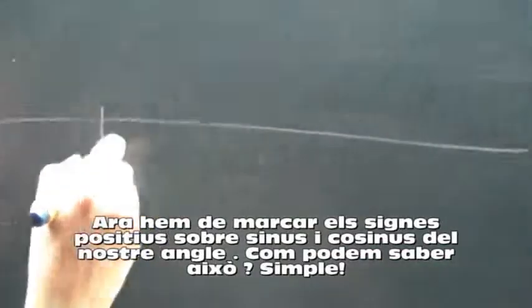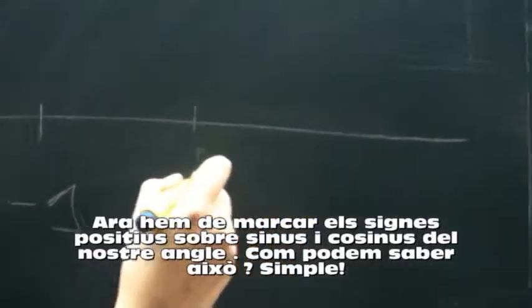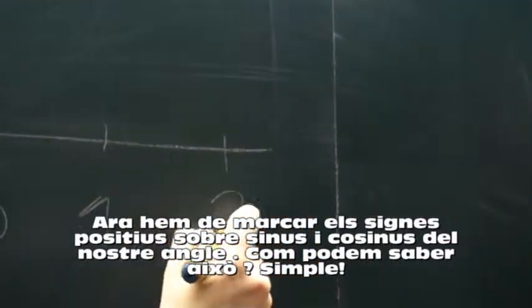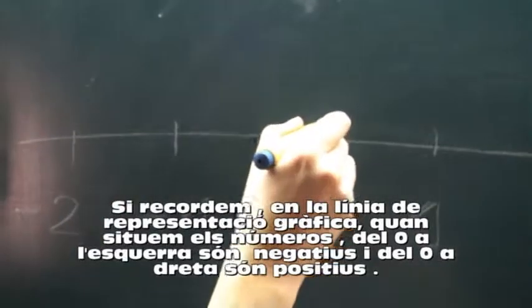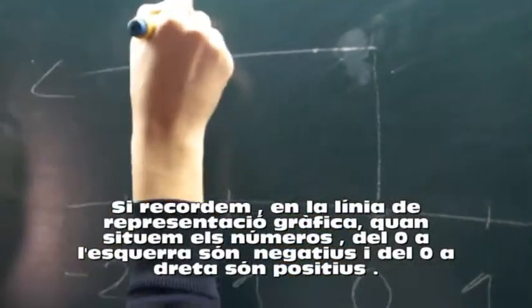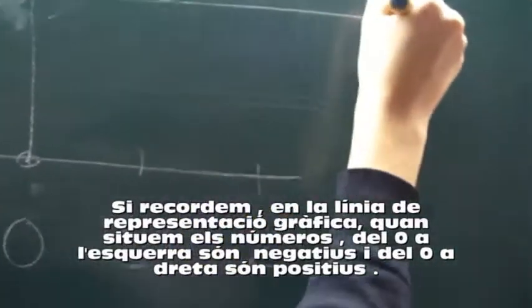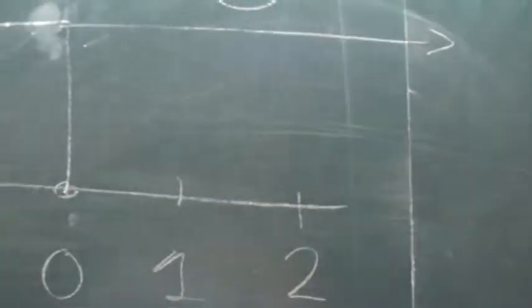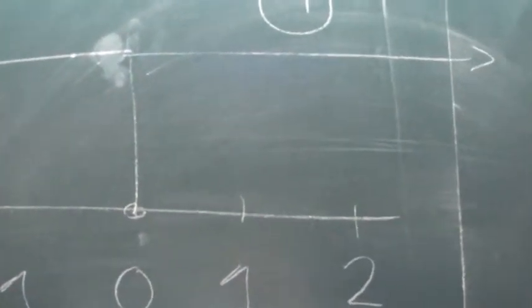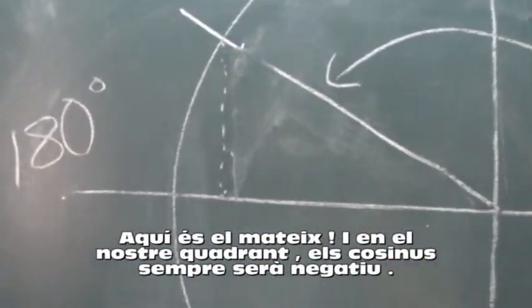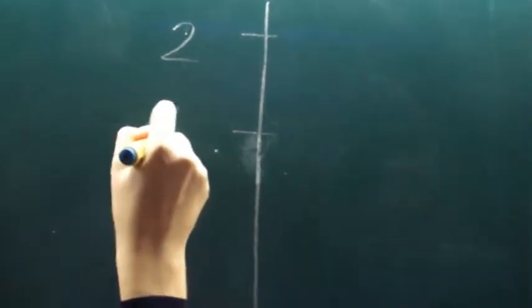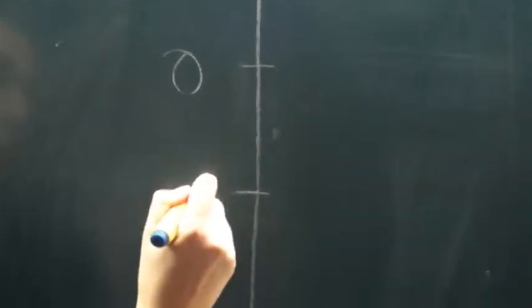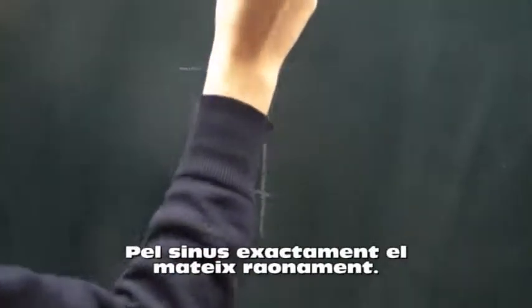Now we have to mark the positive signs for our angle, sine and cosine. How can we know this? Simple. If we remember, in the number line, the numbers from 0 to the left are negative, and from 0 to the right are positive. Here it's the same. And in this quadrant, the cosine will always be negative. For the sine, exactly the same reasoning.